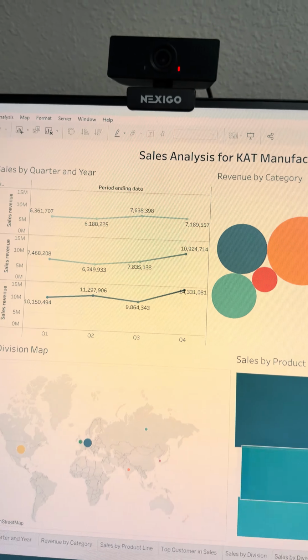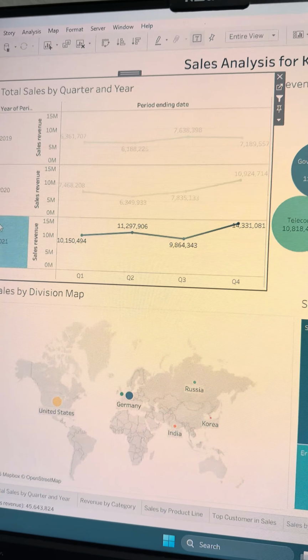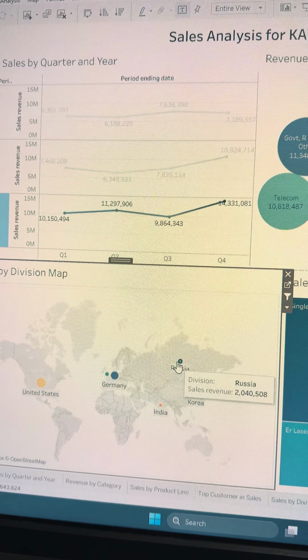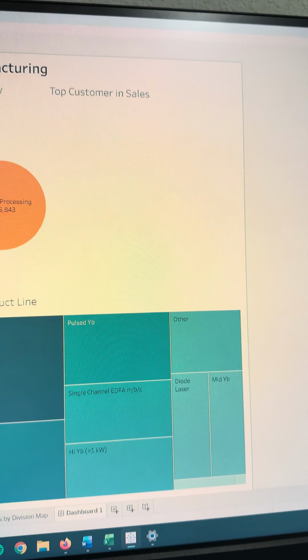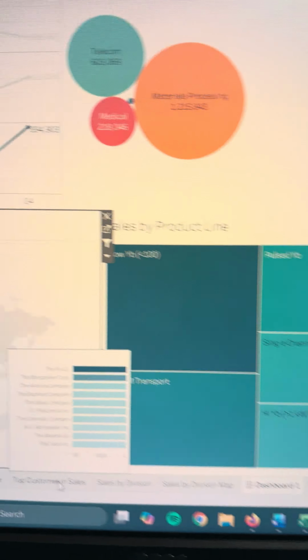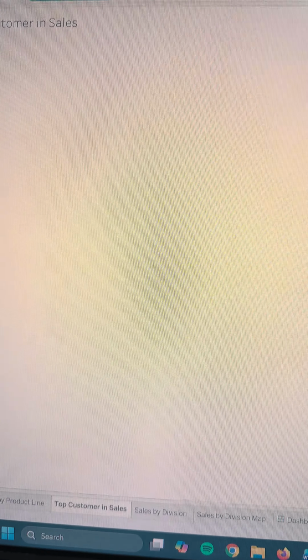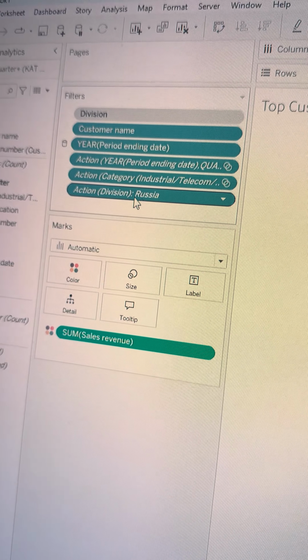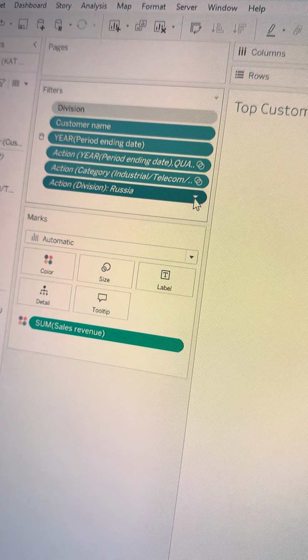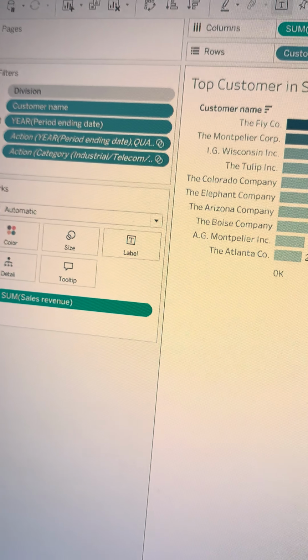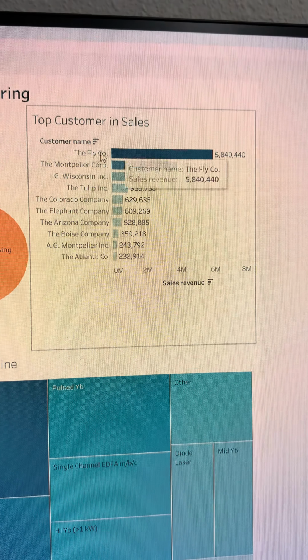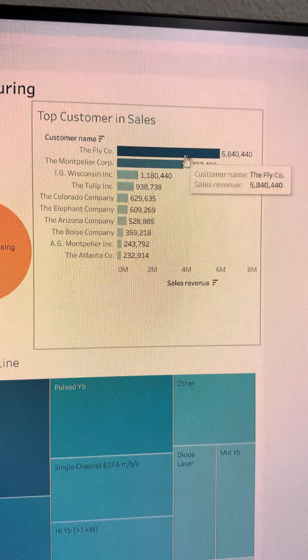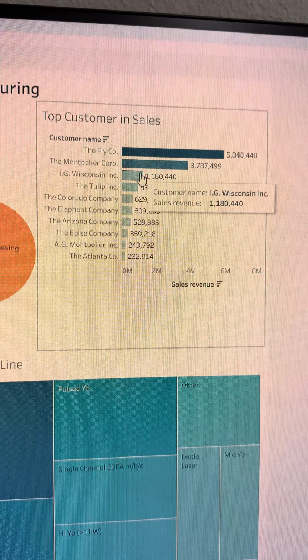So let's reset again, and if we go to 2021 and we go to Russia, now it doesn't show the top customers, but that is a problem that I have where every time I click that, it automatically puts this division Russia. Once we remove it and we go to our dashboard, we are able to see that the top customer for that is the Fly company, and that would be our answer.